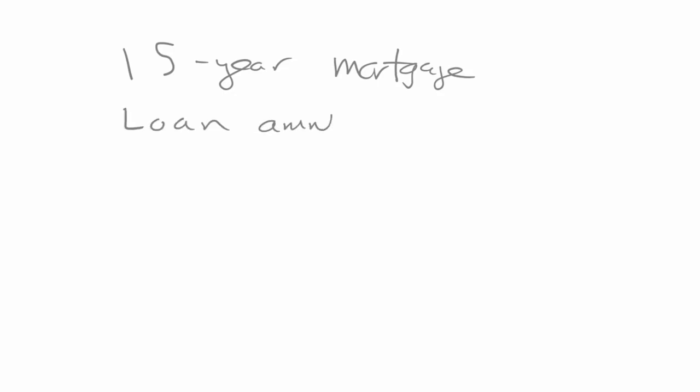So let's do one more example with an annuity. Let's say you take out a 15-year mortgage. The loan amount is $0.5 million. The interest rate is 4%. Now, here's the thing. In this case, the owner of the asset is the bank. The cash flows on the asset, the C, are your payments to the bank.